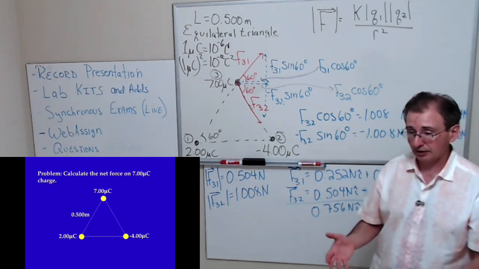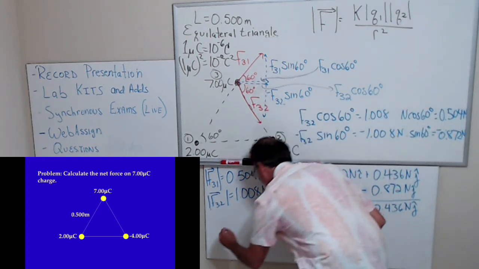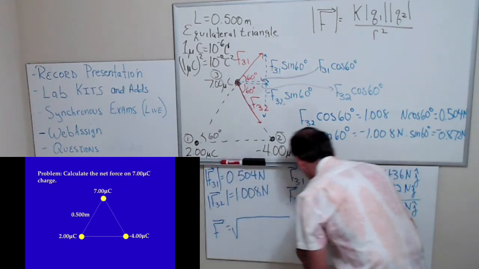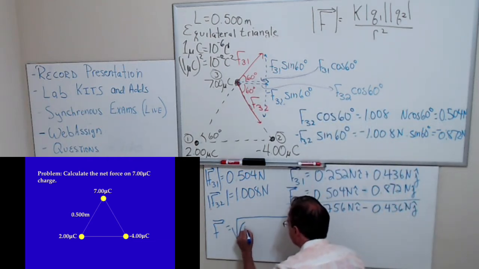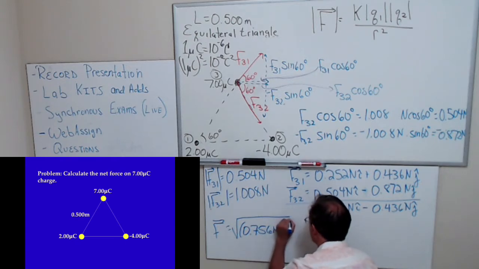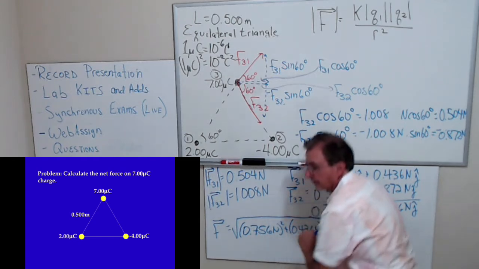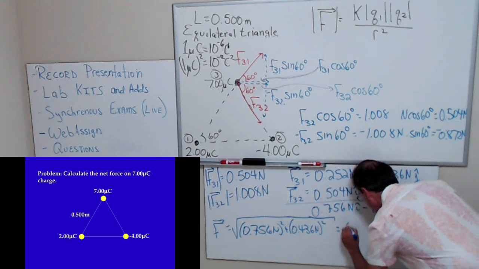But if I want to write it in terms of magnitude and direction, then I have to use the Pythagorean theorem. I got to take this squared plus this squared. And when I do the work, let me check my results, I get 0.873 newtons.